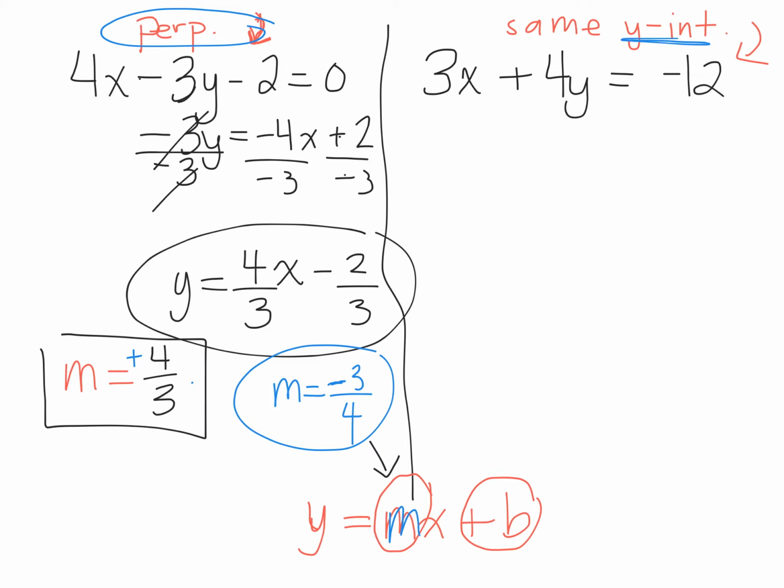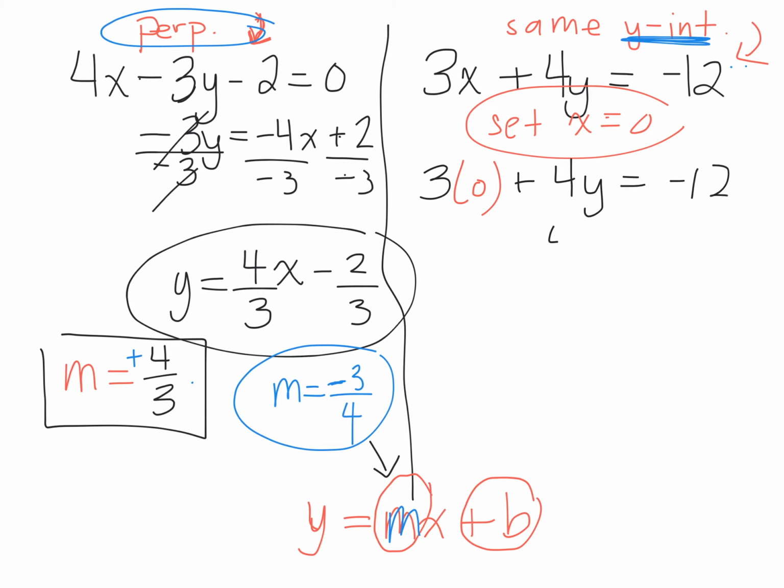It has the same y-intercept as this line. So how do you find the y-intercept? We can set x equal to 0 and solve for y. Okay, so let's just quickly do this. 3 times 0. What's 3 times 0? So I have 4y equals negative 12, and we do what to both sides? Divide by 4. So y equals negative 3.